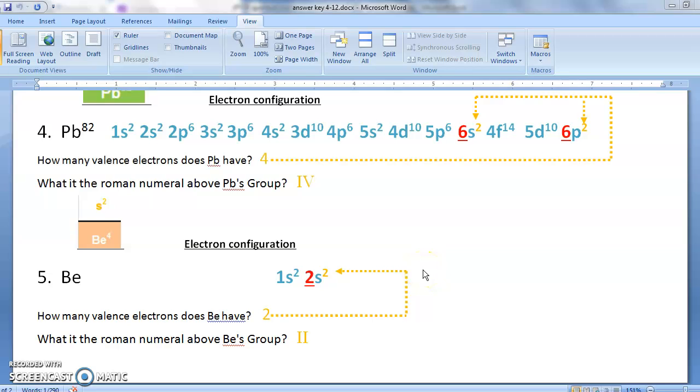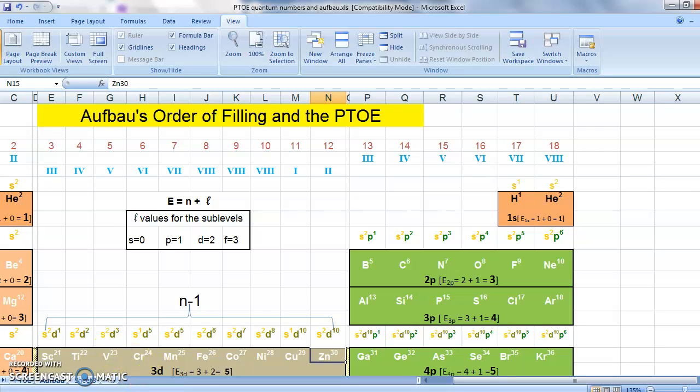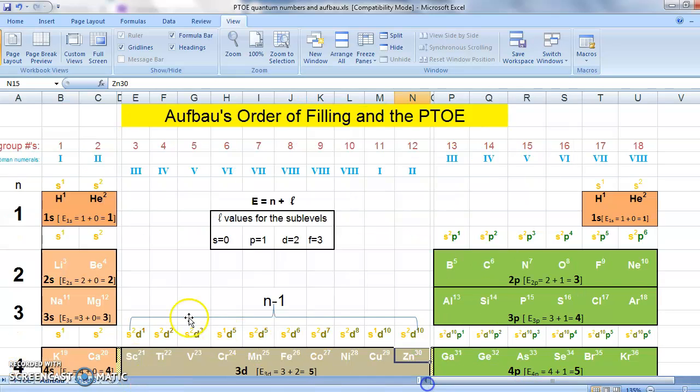Here we go, a help video over problem number 5. This one is a challenging problem. Taking a look at this, we have to do the electron configuration for beryllium. On this one, apparently they didn't give us the atomic number, but we can find beryllium on the periodic table. We look right over here. There's beryllium, atomic number 4.